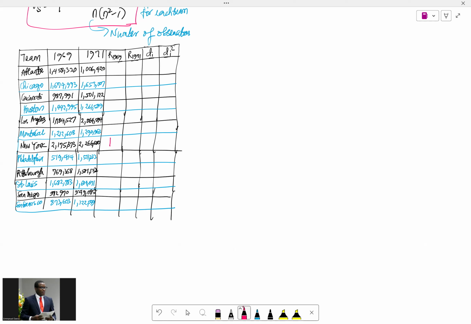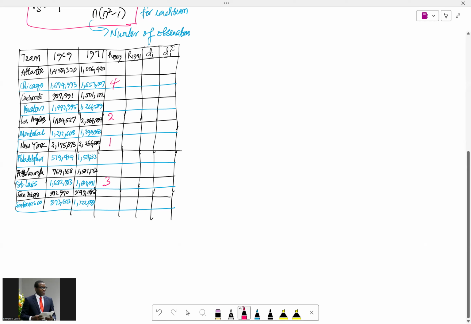Then number two for 1969, after 2 million, we have 1,784,000. That is Los Angeles, number two. And number three is 1,682,000. That is St. Louis. Then number four is Chicago, 1,674.